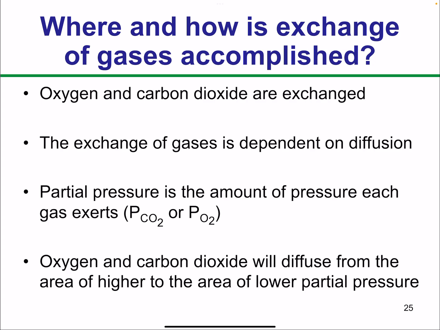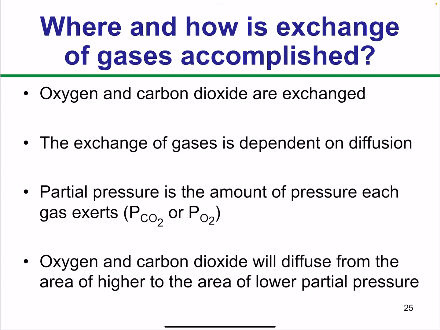Now, oxygen and carbon dioxide are exchanged at two levels in your system. You have it in the lungs and in the tissues. Okay? Oxygen and carbon dioxide are exchanged in the lungs and in the tissues. But how is this exchange of gas happening? Well, you want to know that it happens by simple diffusion, right? It happens by simple diffusion.